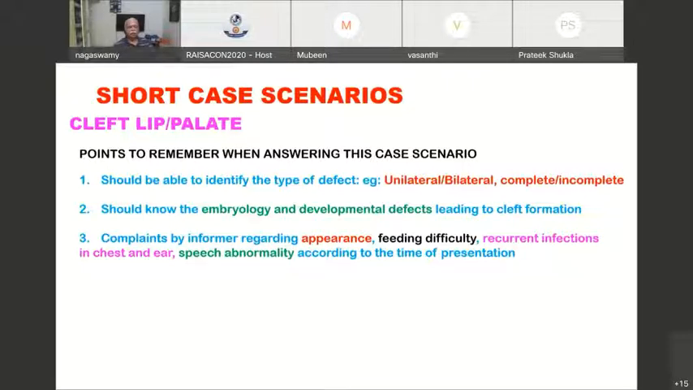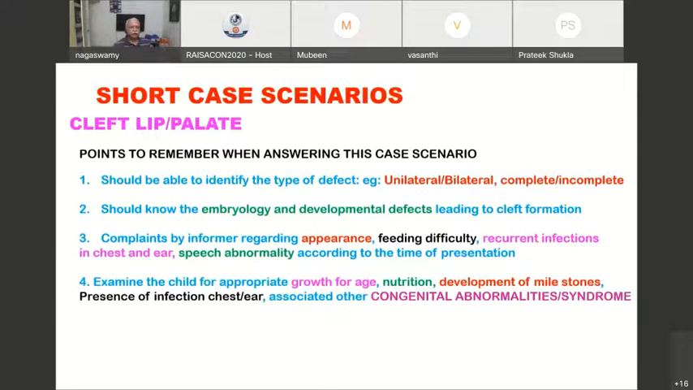So depending upon the time of presentation, because not all babies will come at the age of 2 months or 3 months. Some of them, especially from the rural areas, are not still aware that this is a treatable condition. So you may have patients coming with an older age also, when they started speaking.